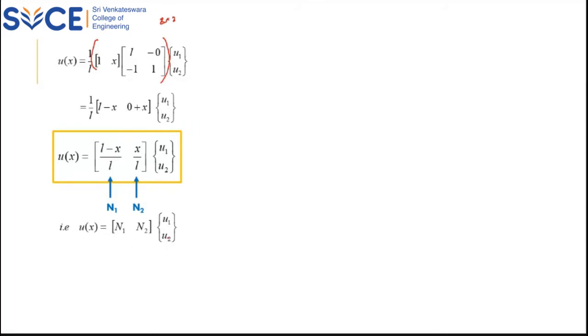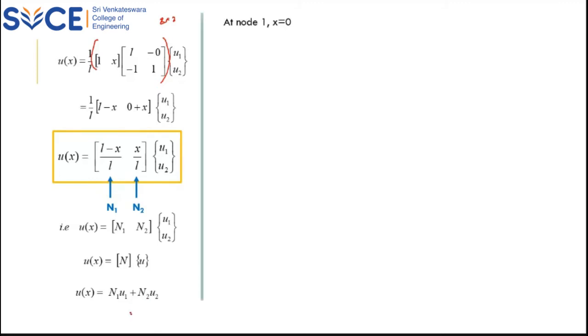Where N1 and N2 we call a shape function. Shortly we call it the N matrix. So U of X is equal to N matrix into U, which I am also writing as U of X is equal to N1 U1 plus N2 U2. So this N1 and N2 is what we call an interpolation function or a shape function.